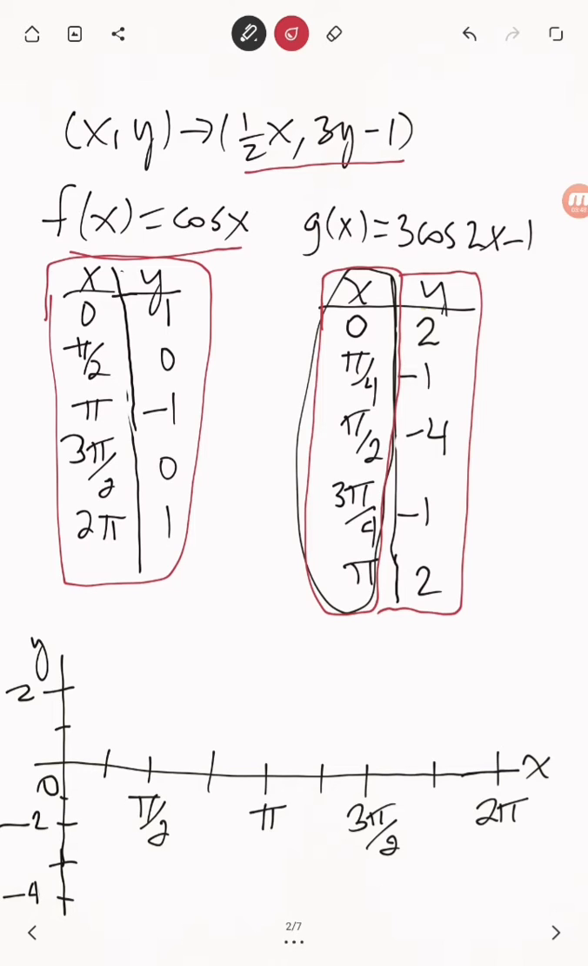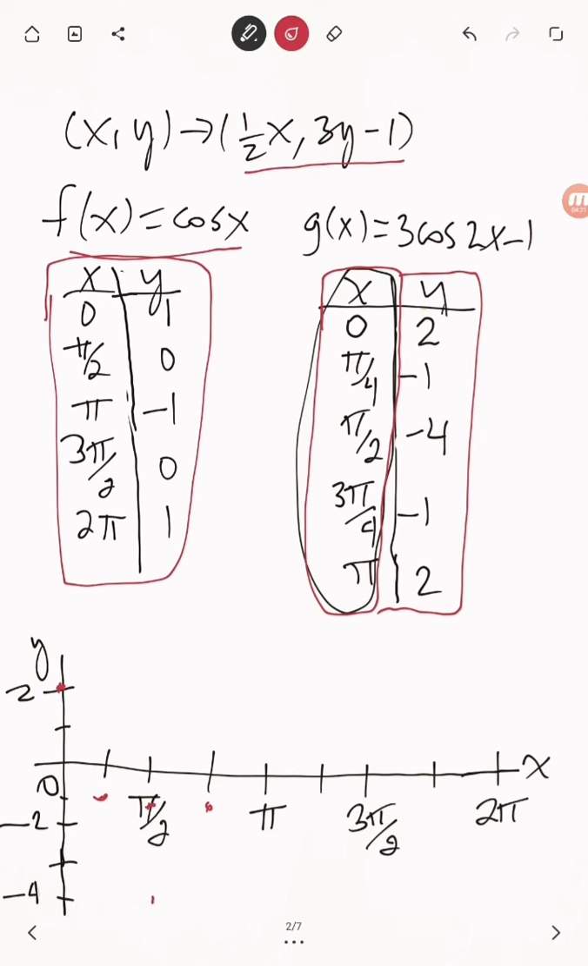And then we can just go ahead and graph or plot those points on this ready-made graph that I have right here. Notice that for my scale, I chose to go by pi over 4 because that is convenient for my x values. And pi over 4 should be -1. Pi over 2 should be -4. 3 pi over 4 should be -1.